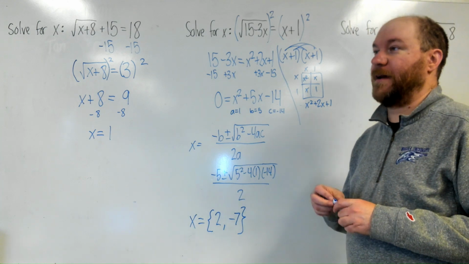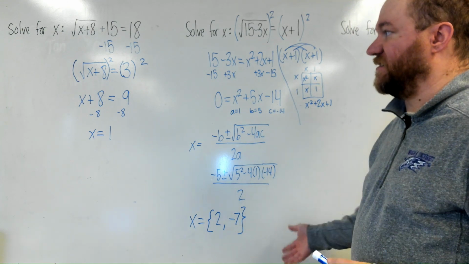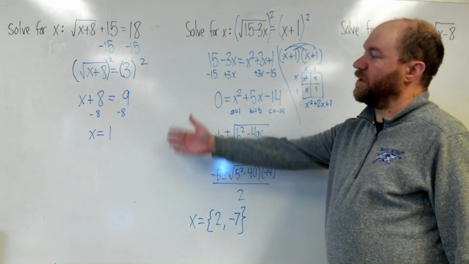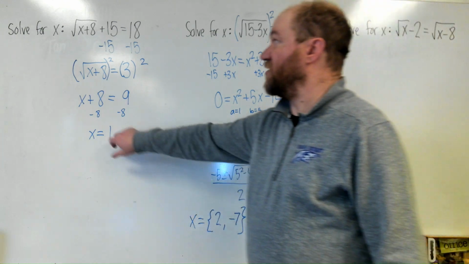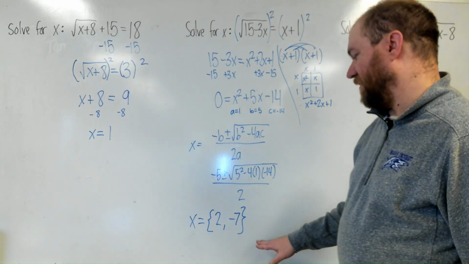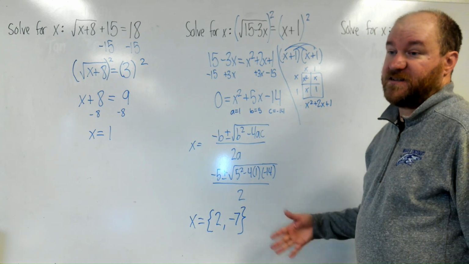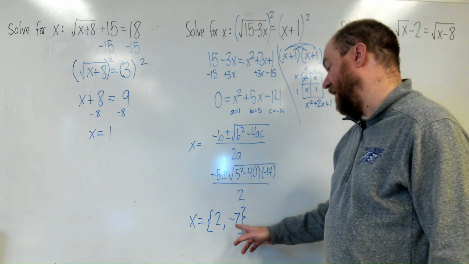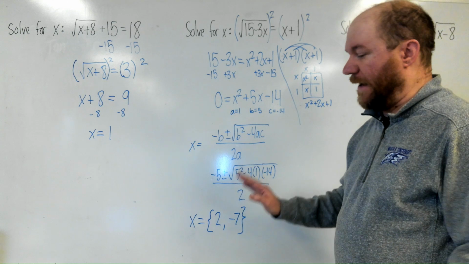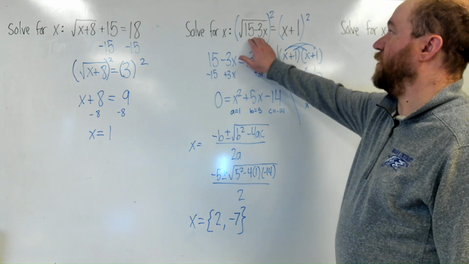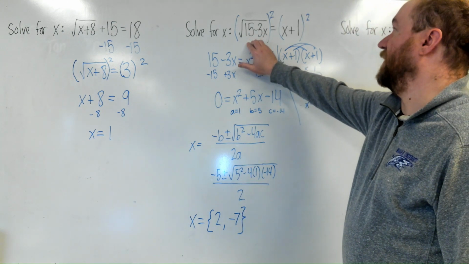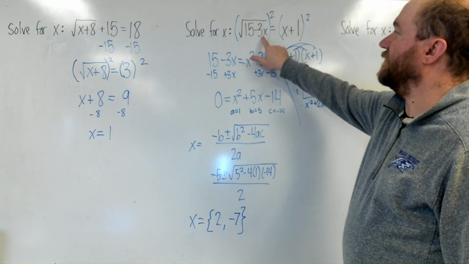When you're doing radical problems, you have to check to make sure if these answers are even allowed. We didn't do this on the first question. I checked it, but I didn't talk about this. One of these answers is actually going to be an answer you can't have. That's the negative 7. Not because it's negative, but because when you put it in, the radical ends up being negative, right?